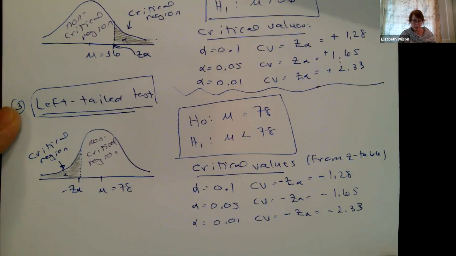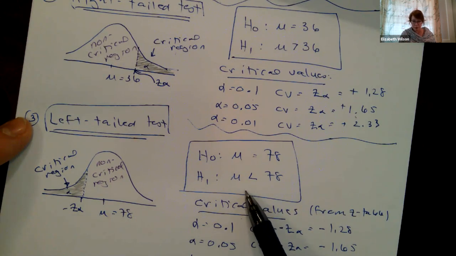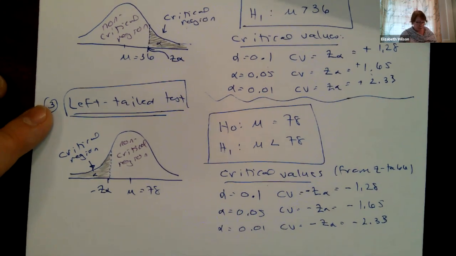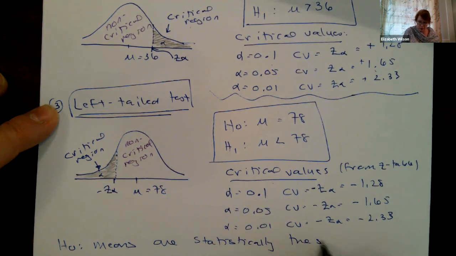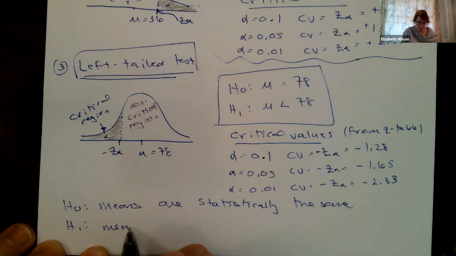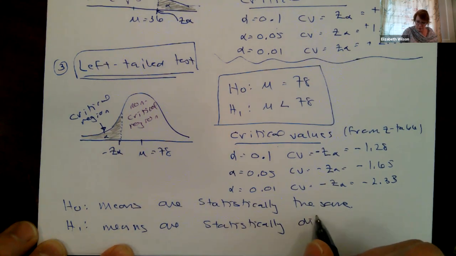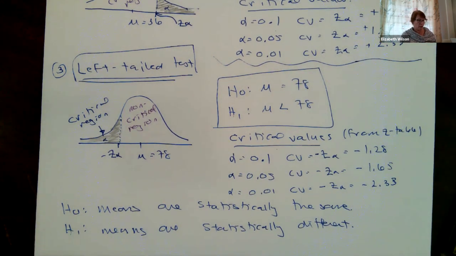So two-tailed test, it's like this. Right-tailed test, left-tailed test. And the alternative hypotheses shake down like this, so mu is less than. That means that my values are dealing with the less than portion of my normal curve. Okay. Essentially, we're talking about the means being statistically the same. Okay. Our alternative hypothesis says that the means are statistically different. And they're less than, or they're greater than, or they're just not equal. They could be less than or greater than. Okay.